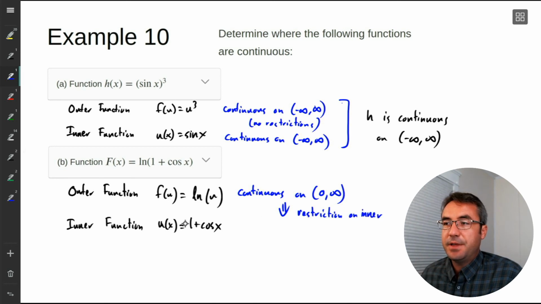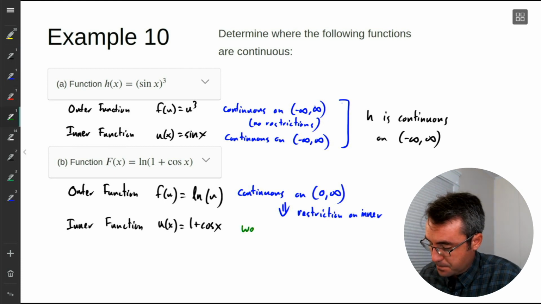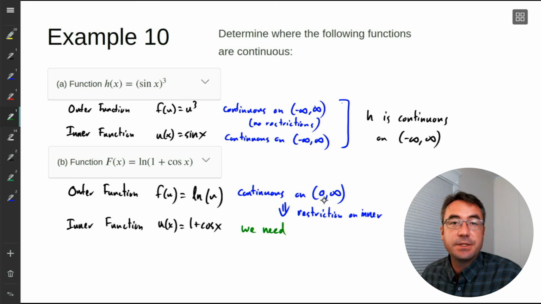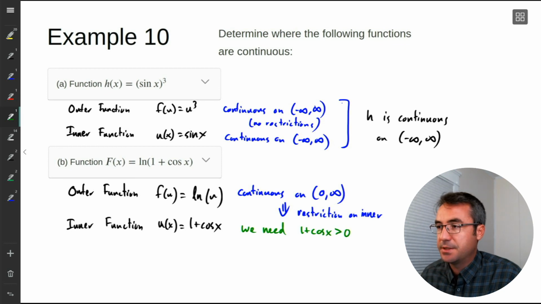By itself, the inner function has no restrictions. The restrictions come from the outer function, natural log. So we need this inner function to be greater than 0. We need 1 plus cosine x to be greater than 0. Otherwise, that composite function is undefined. We can't plug a negative or 0 into the natural log function.